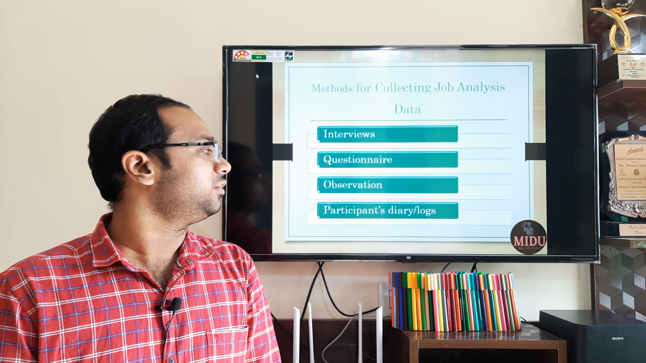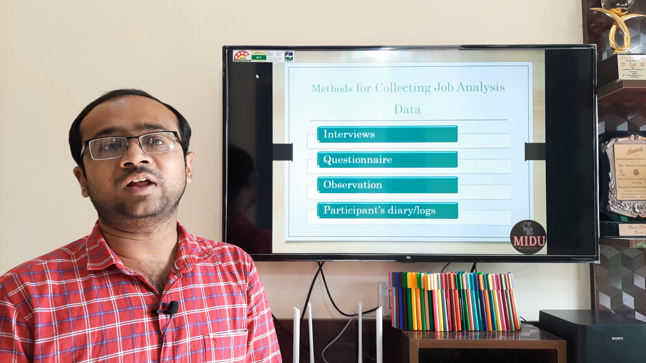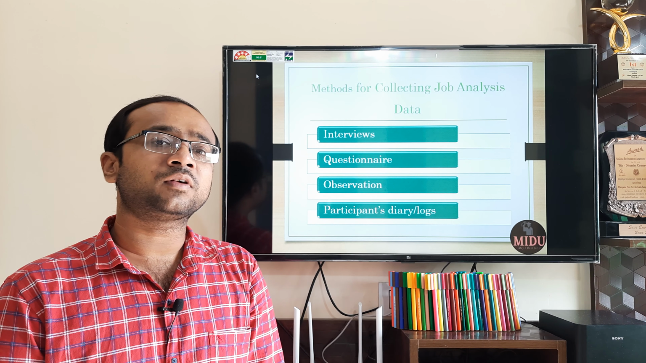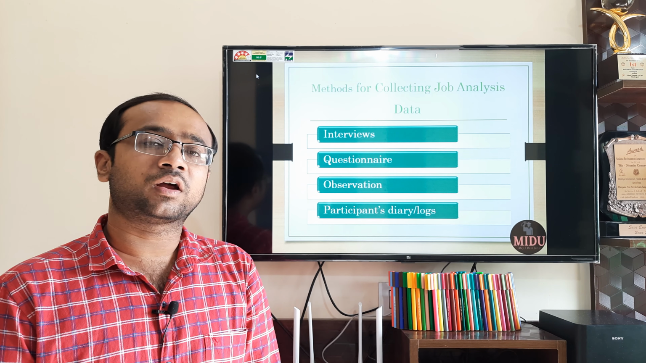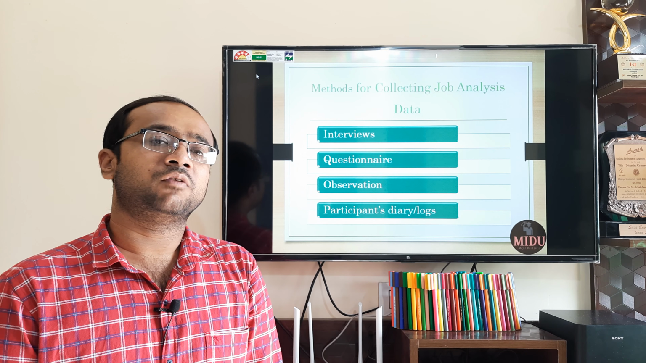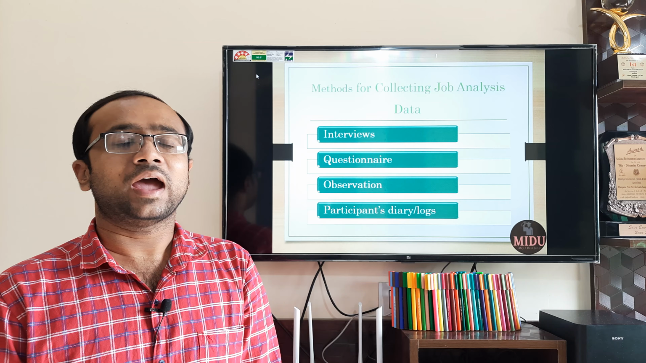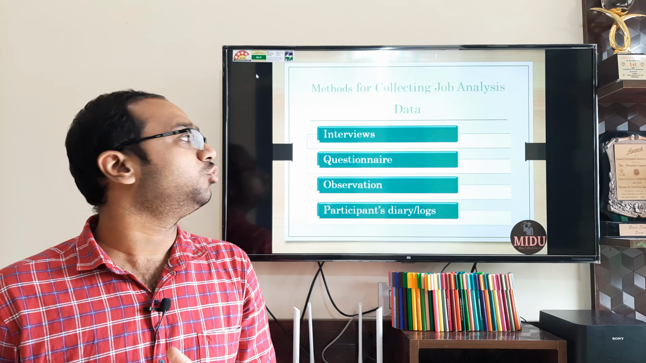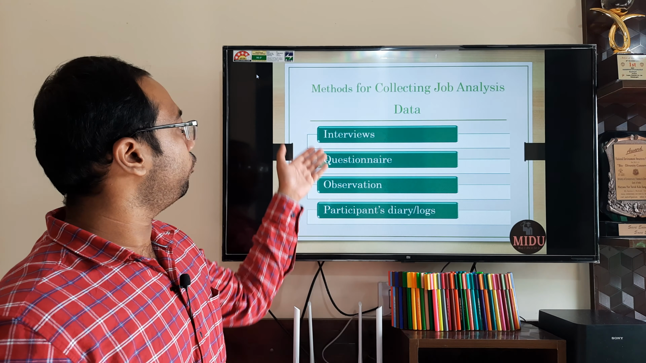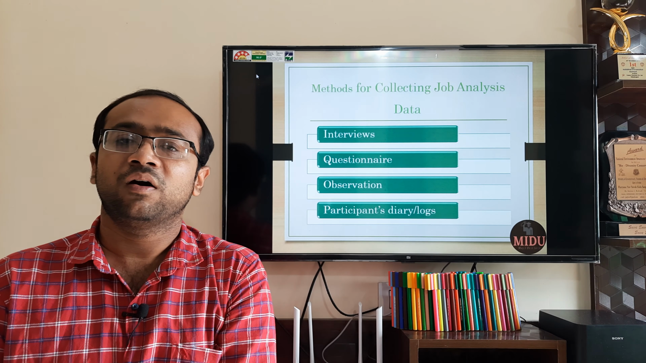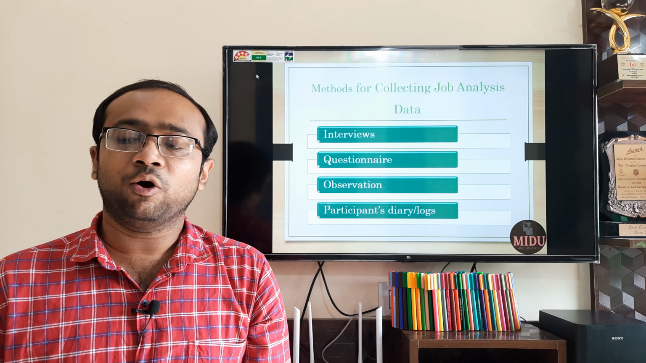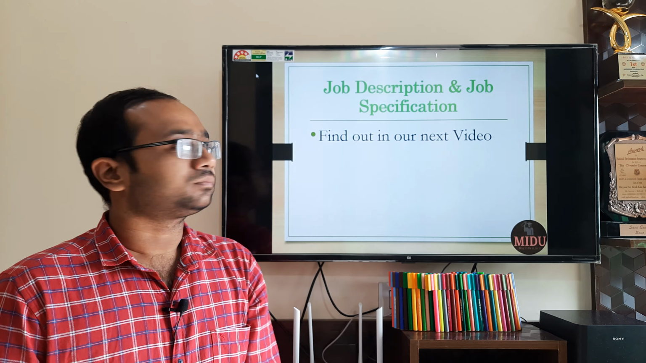And fourth, participants diary and log. Participants diary and log mean you ask a person to maintain his work log, which can be your weekly, monthly, daily, or even hourly, and you study those logs, and basis that you design the job analysis. So friends, these were 4 methods of collecting information of data of job analysis. I hope these are clear to you.